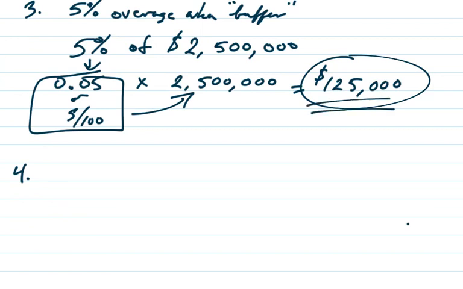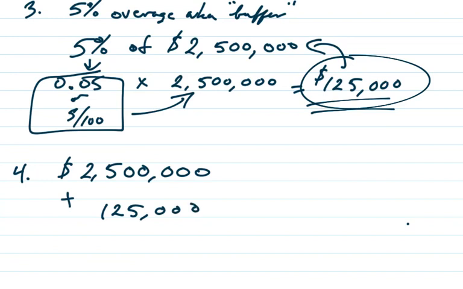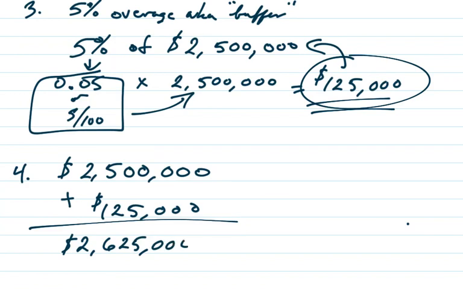Okay. Number 4, the final part of the problem. If you include this on top of what we already had estimated, so this is just a simple addition problem, $2,500,000 combined with an extra $125,000 would mean the total projected estimate, final cost estimate, there's lots of names you could assign to that, would be $2,625,000. Final answer for part 4.